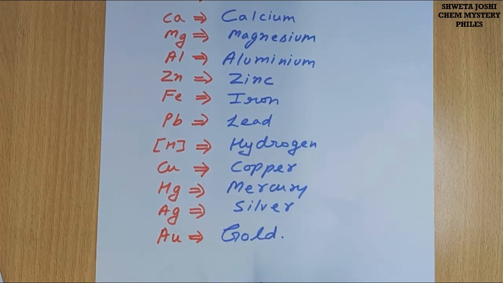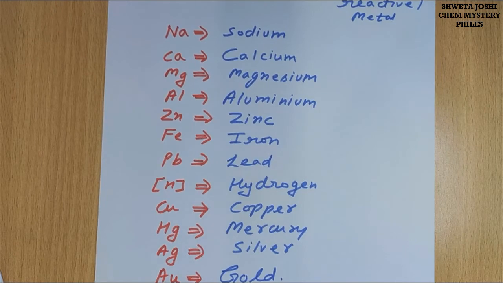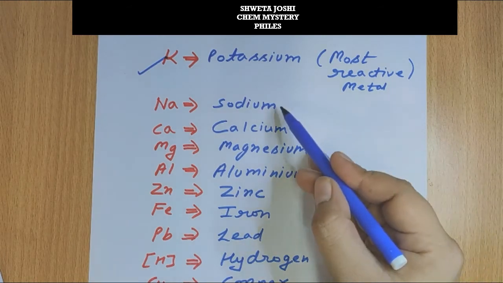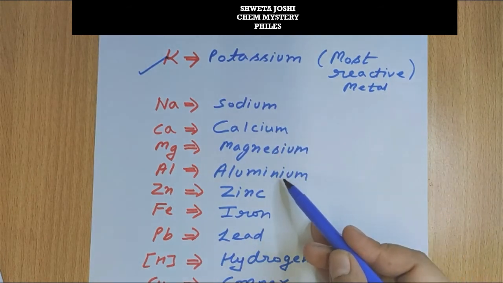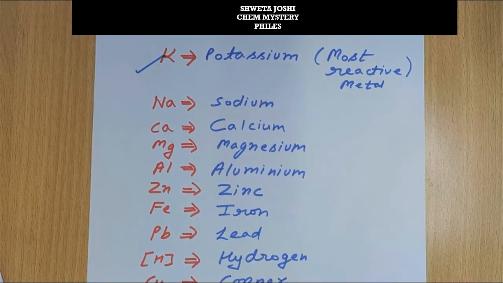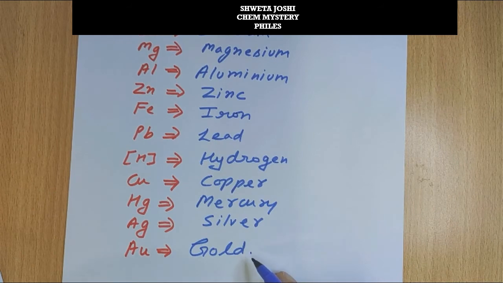So this is a simple metal activity series in which potassium is placed here at the top and it is the most reactive metal. After that, sodium, calcium, magnesium, aluminium, zinc, iron, lead, hydrogen is there. After hydrogen, there is copper, mercury, silver and gold.